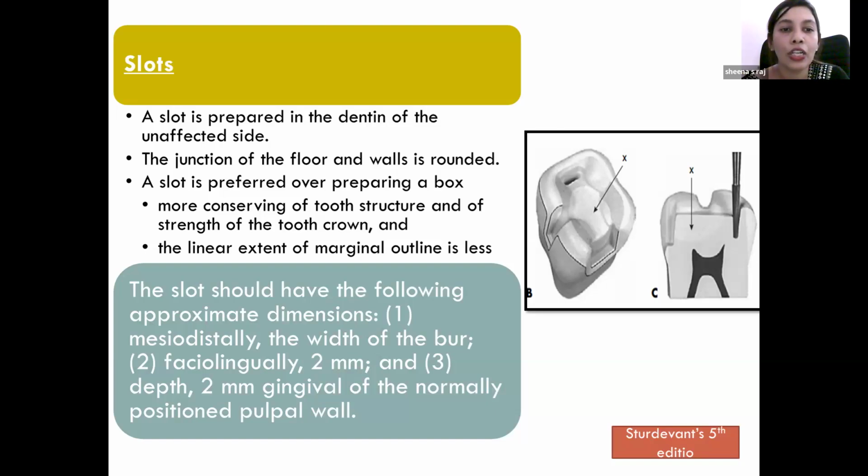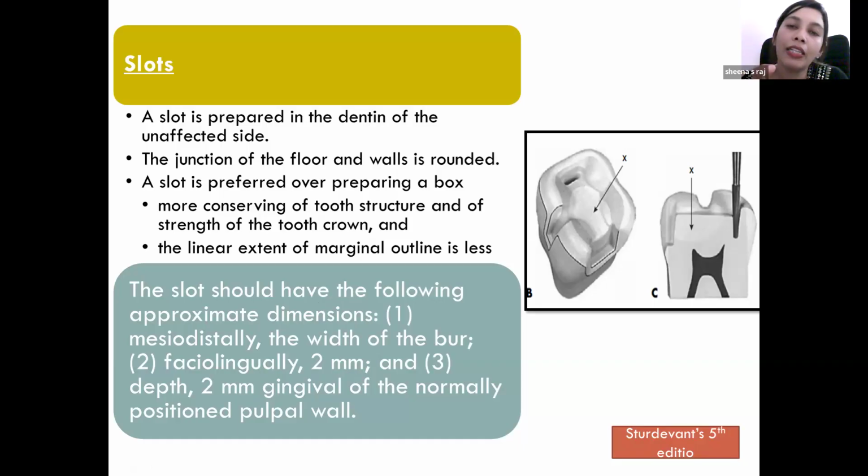A slot is actually a slice that is prepared on the dentine of an unaffected side. That is very important. So the slot should have these important dimensions: mesiodistally the width of the bur, faciolingually 2 mm, and a depth of 2 mm. That is the thing that you have to keep in mind. A slot is actually prepared on the dentine of an unaffected side.